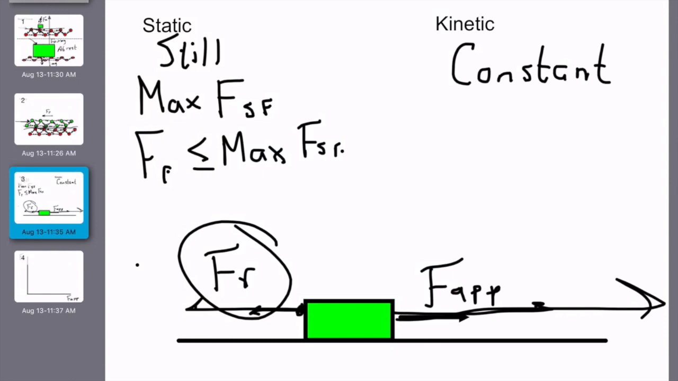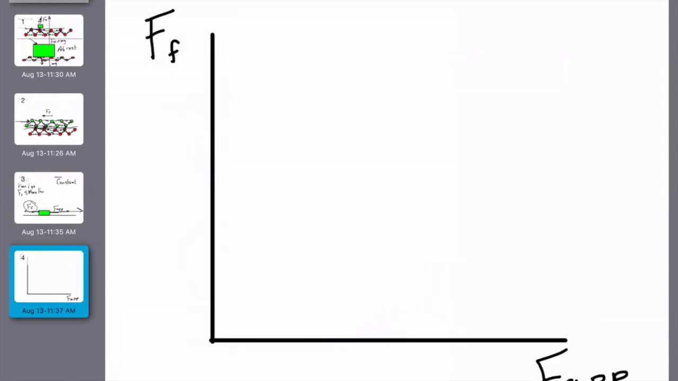Sometimes it's easier to see on a graph. If I apply a certain force, there's going to be a certain force of friction. So I apply 1 Newton, and the force of friction would be equal to 1 Newton. I apply 2 Newtons, 3 Newtons, 4 Newtons, 5 Newtons, let's say up to a certain amount. Well, there's going to be this maximum. This is that max force of static friction.